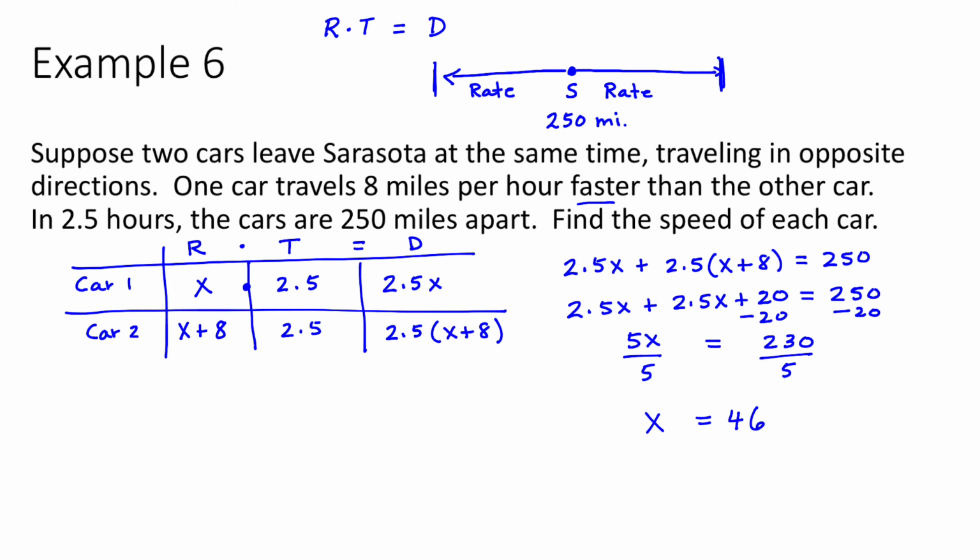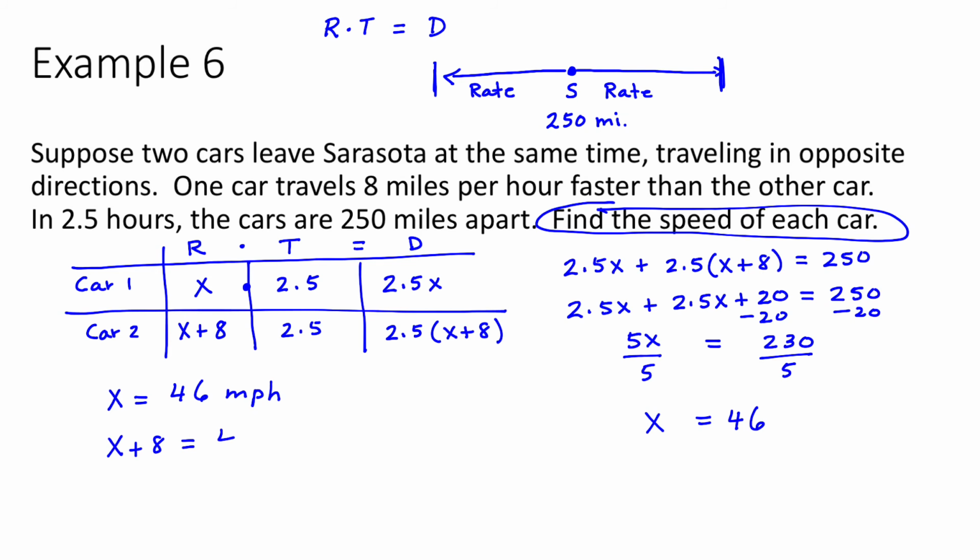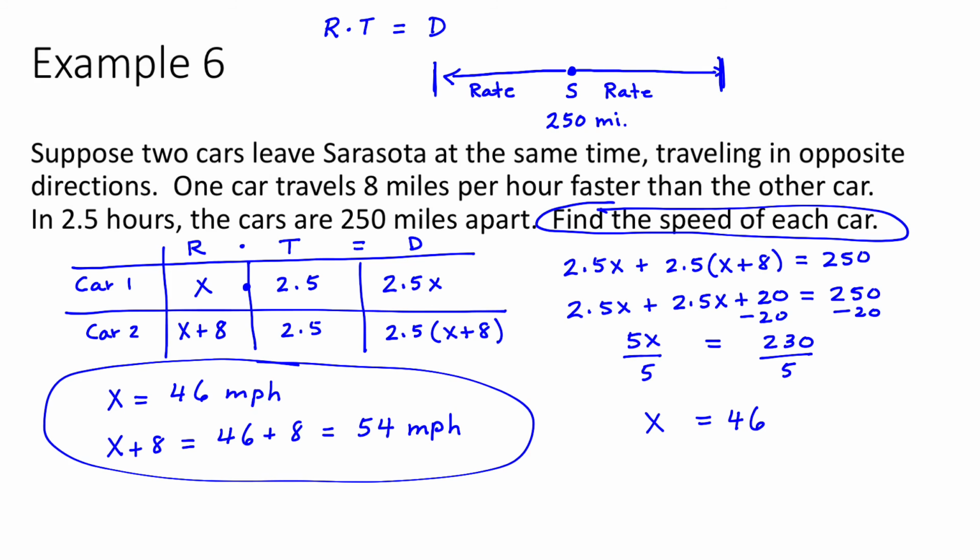Now in this question, they want us to find the speed of each car. So the car that was going x miles per hour was going 46 miles per hour. And the car that was going x plus 8 miles per hour is going 46 plus 8, or 54 miles per hour. So that is my final answer.